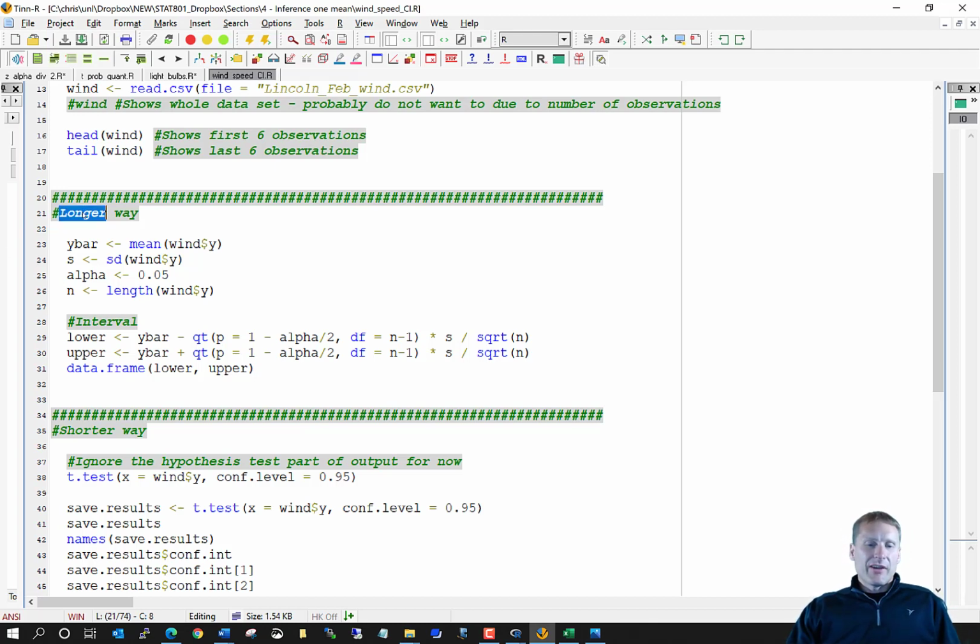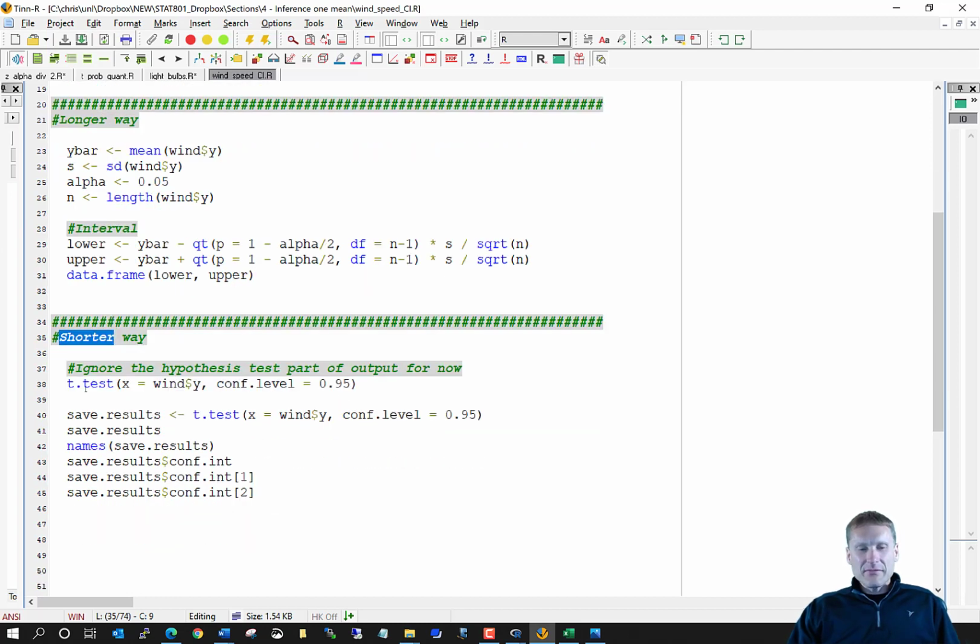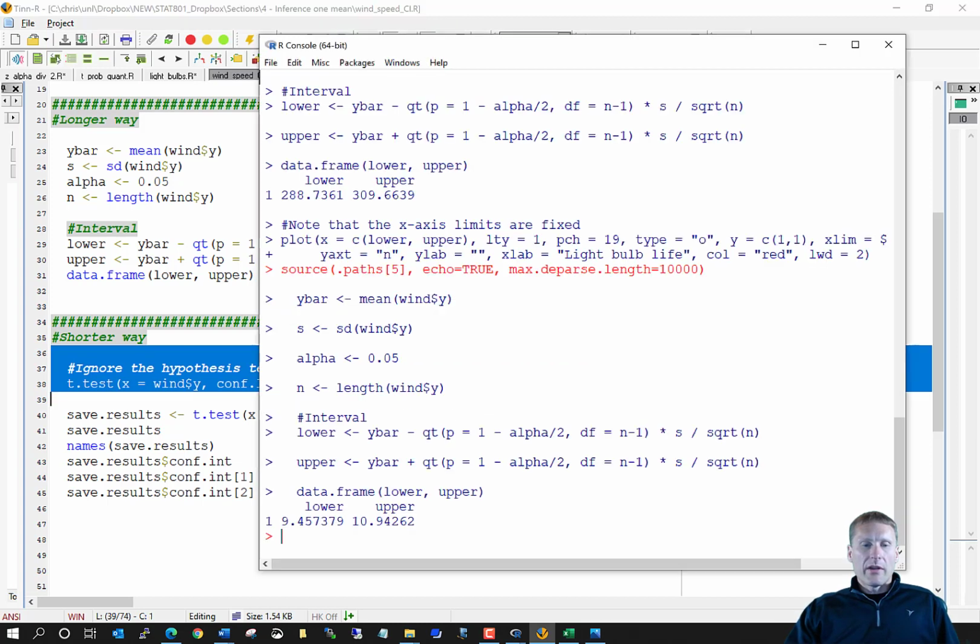As you might imagine, since I put the longer way as a comment, there's going to be a shorter way. And indeed there is. There's an actual function in R that will do the calculation for you. It's called t.test. The word test will be explained when we do the next kind of inference method, called a hypothesis test. The first argument is, where's your data? My data is the y variable of wind. And I want to use a confidence level of 95%, so I use the argument conf.level. How did I know it was called that? Well, take a look at the help for t.test. And let's go ahead and run that.